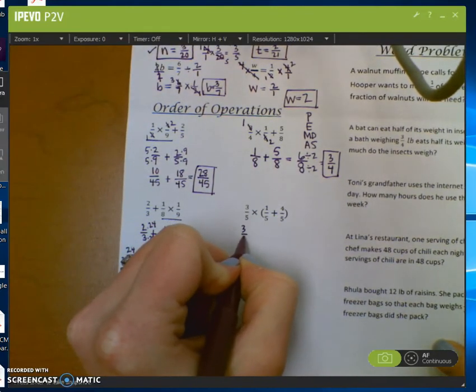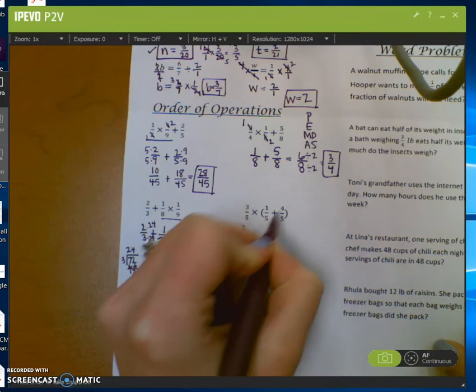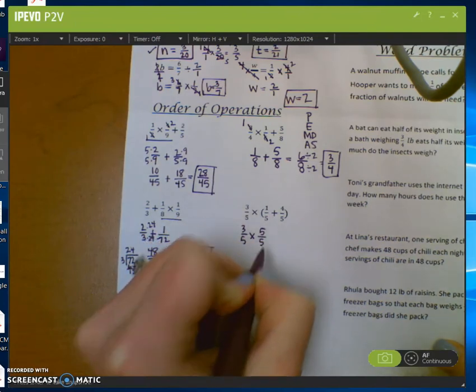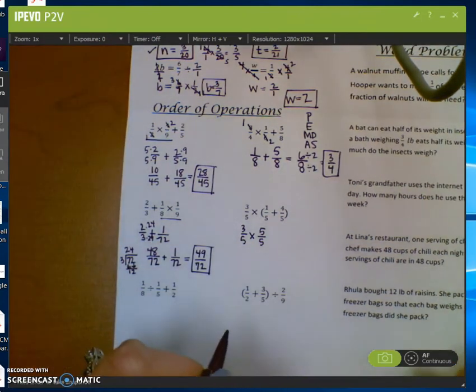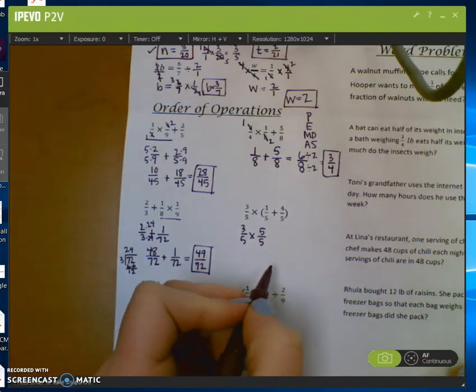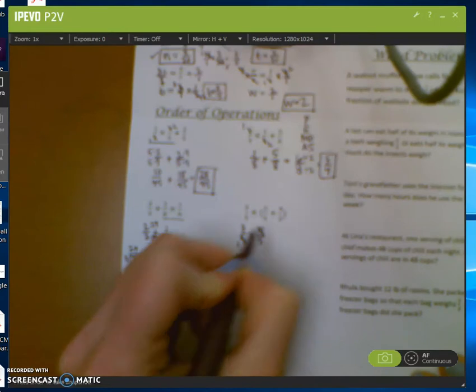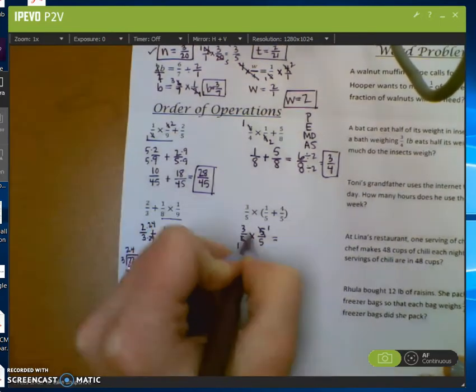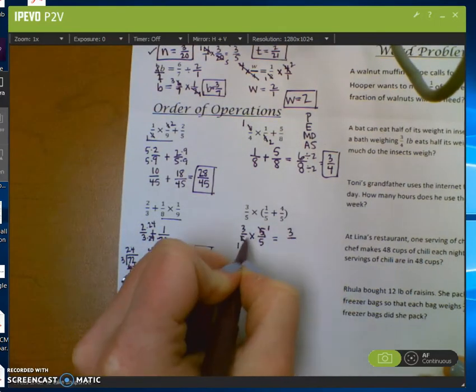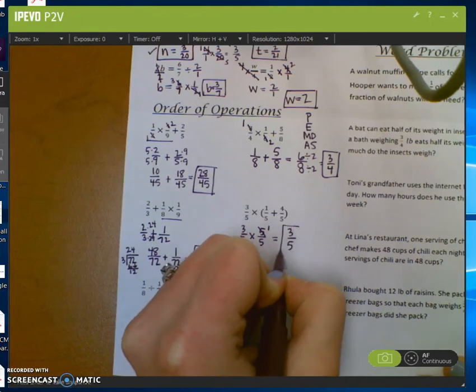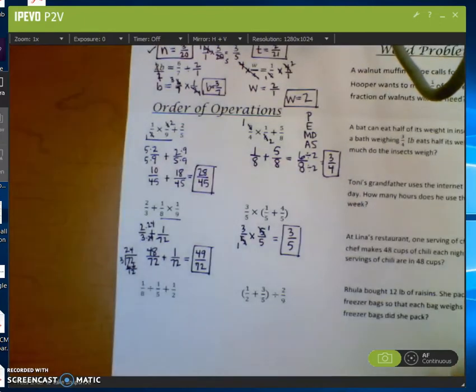So I'm going to leave 3/5 times out front here. 1 plus 4 is 5. Keep my denominator. Now that I have my fraction here, I can multiply, and I'm going to cross reduce. 5 and 5 have a common factor of 5, so they reduce to 1 and 1. 3 times 1 is 3. And 1 times 5 is 5, and so this answer here should be 3/5.